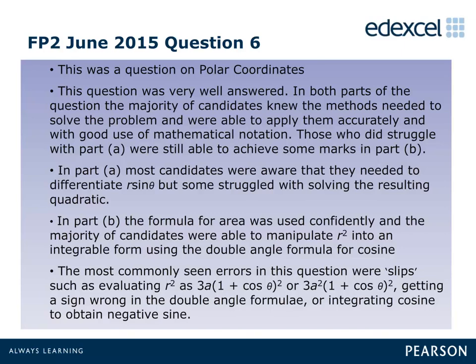The most commonly seen errors in this question were slips, such as evaluating r squared as 3a(1 plus cos theta) squared, or 3a squared (1 plus cos theta) squared, getting a sign wrong in the double angle formulae, or integrating cosine to obtain negative sine.